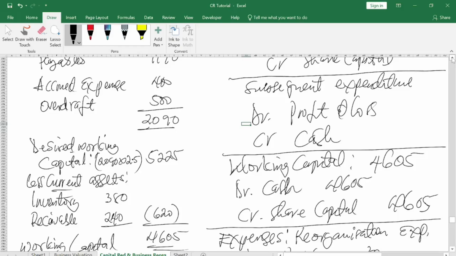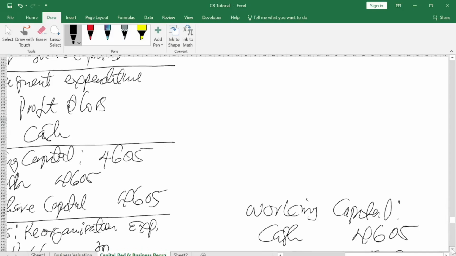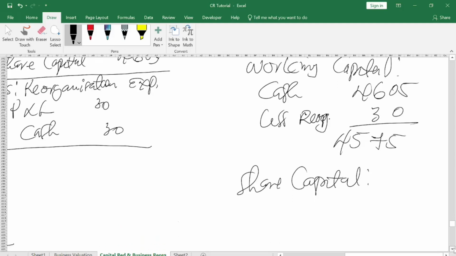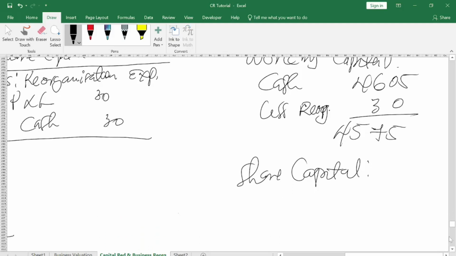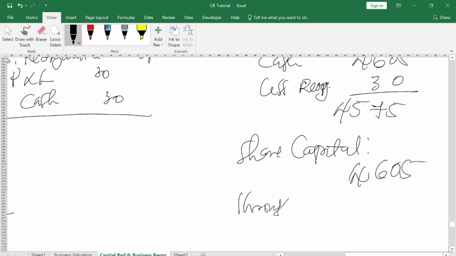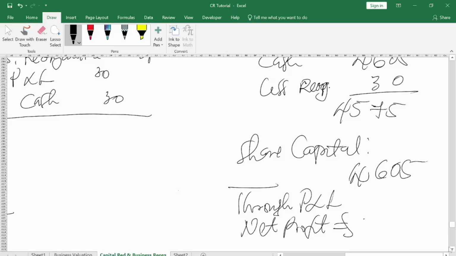Any expenses will be paid through cash, and then the entry will fall between cash and the profit and loss account, right? Because at the end of the day, when cash is reduced by 30 million, share capital will equally be reduced by 30, but through the profit and loss account, because your net profit will be reduced by 30.